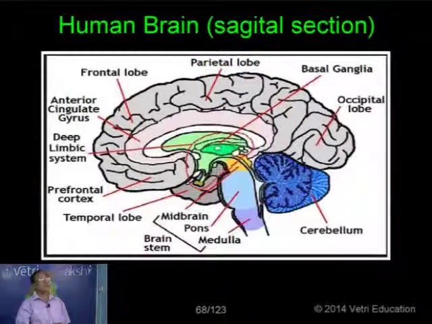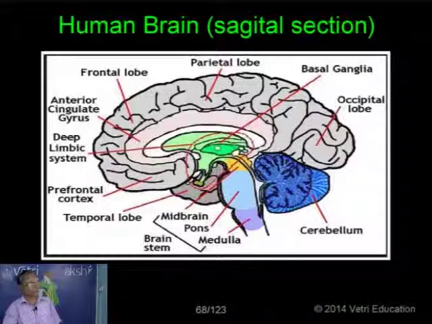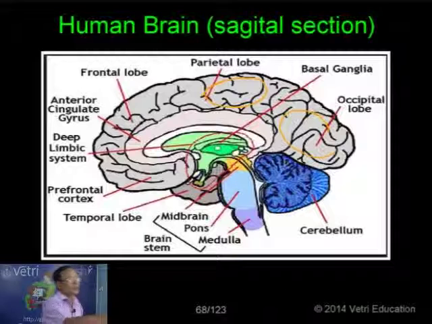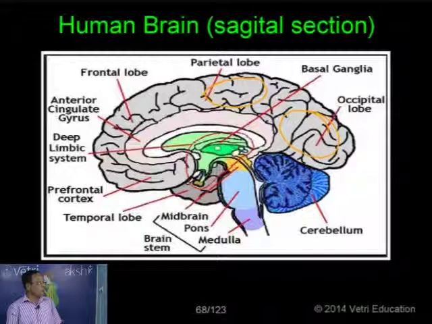Now this is another diagram showing the different parts. As I mentioned, the cerebrum is divided into the frontal lobe, the lateral temporal lobe, the superior parietal lobe, and at the rear end the occipital lobe. We also have the anterior cingulate gyrus. On the surface of the cerebral cortex we have shallow grooves called sulci, and elevated parts called gyri.